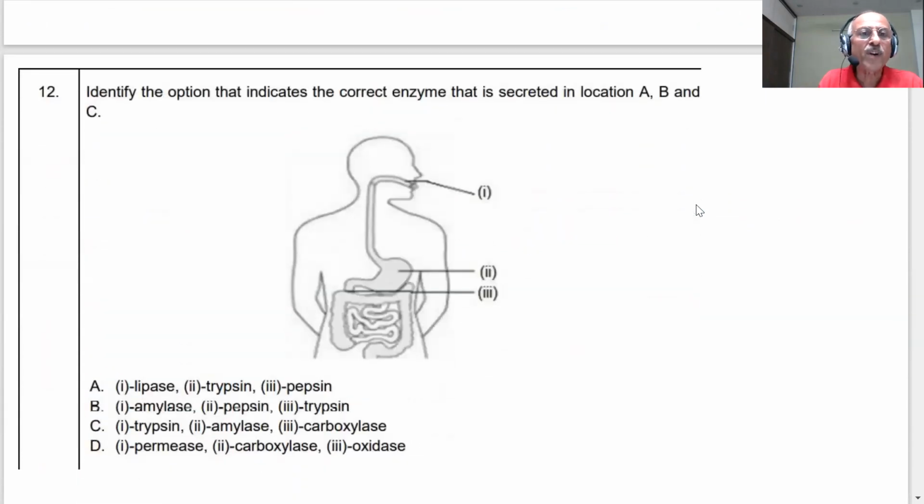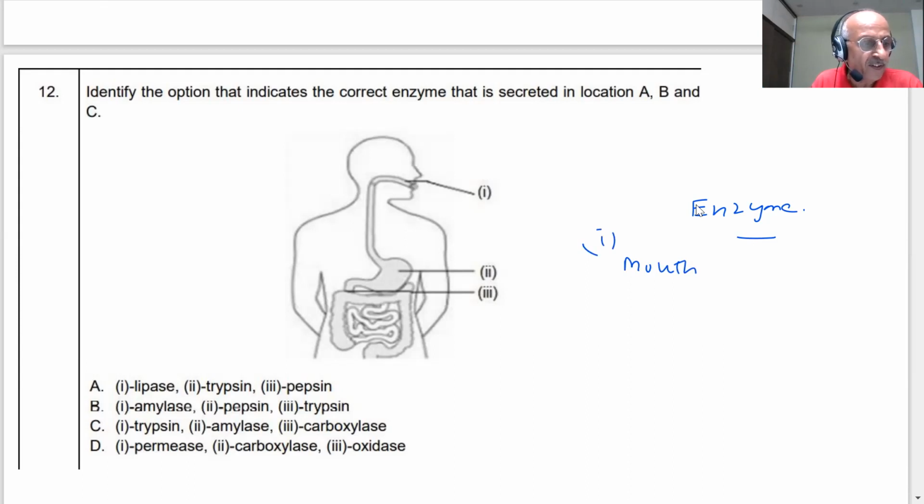What we are showing here, student, identify the options that indicate the correct enzyme. You know what is the role of enzymes in our human body, student. Enzymes are essential for the digestion of food. Otherwise, food cannot be digested. If we don't have enzymes, we will not be able to digest the food. Now here, it says location A, B, and C. As you can see, what is one, student?